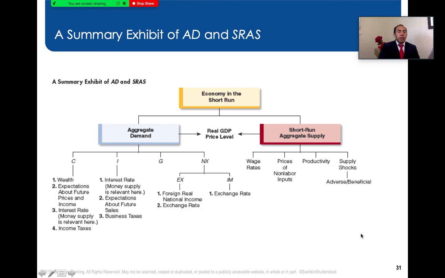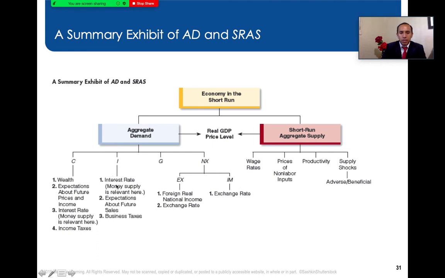Great. A summary of everything in the economy. Summarizing the economic activity in the short term, we have the aggregate demand that consumes goods and services in the economy. Aggregate demand is affected by consumption, by investment, by government spending, and by net exports. What is in consumption? Well, your wealth affects your consumption. Your expectations about the future, your income, and prices affect consumption. Interest rates and income taxes affect consumption.